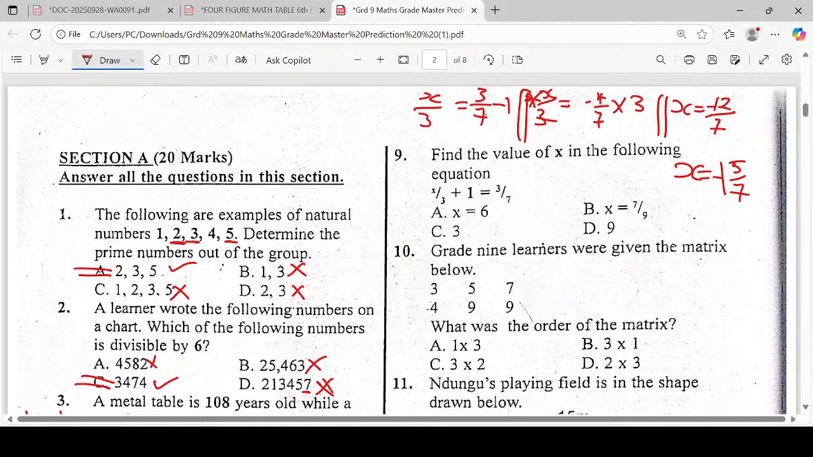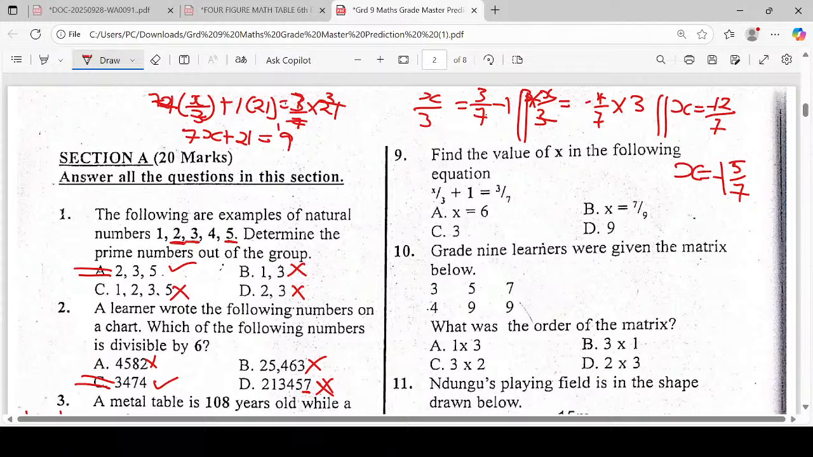Alternatively, how could you have approached this question? You could have removed the denominator by multiplying by the LCM of 3 and 7. The LCM is 21, so you could have taken 21 times x over 3 plus 1 times the LCM, which is 21, should be equal to 3 over 7 times 21. This could have become 7x plus 21 being equal to 3 times 3, this is 9.